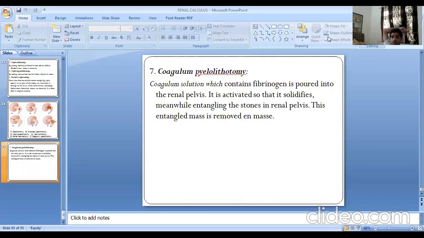Coagulum solution, which contains fibrinogen, is poured into the renal pelvis. It is activated so that it solidifies, entangling the stone in the renal pelvis. This entangled mass is removed. This is all about the treatment of renal stone.